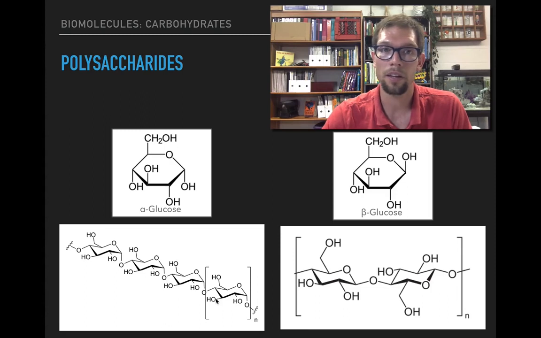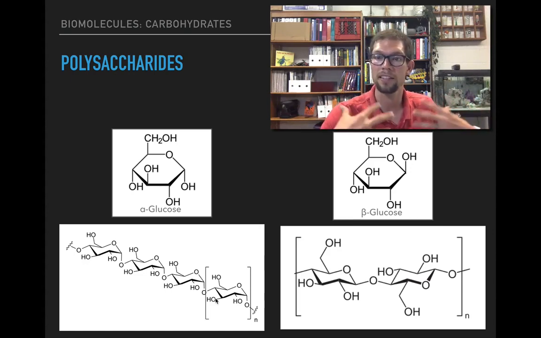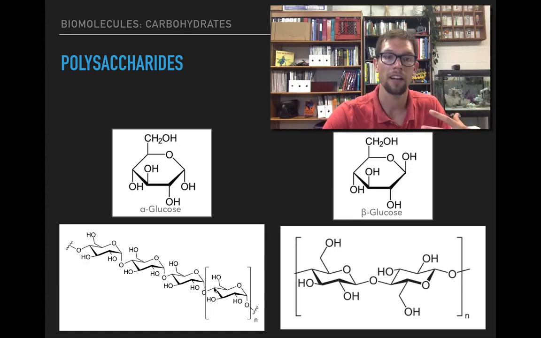Now, you can have more polysaccharides than just the starches. So here we're looking at a cellulose. Notice that you're having beta-1,4, so remember how a glucose molecule can be structurally either alpha or beta. If all of them are alpha, you end up with a starch molecule. With cellulose, you're actually having a beta glucose being put together.